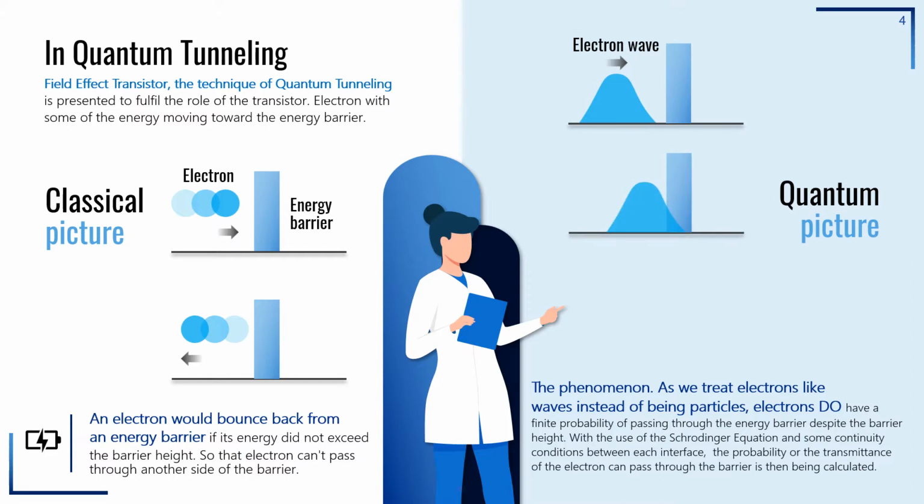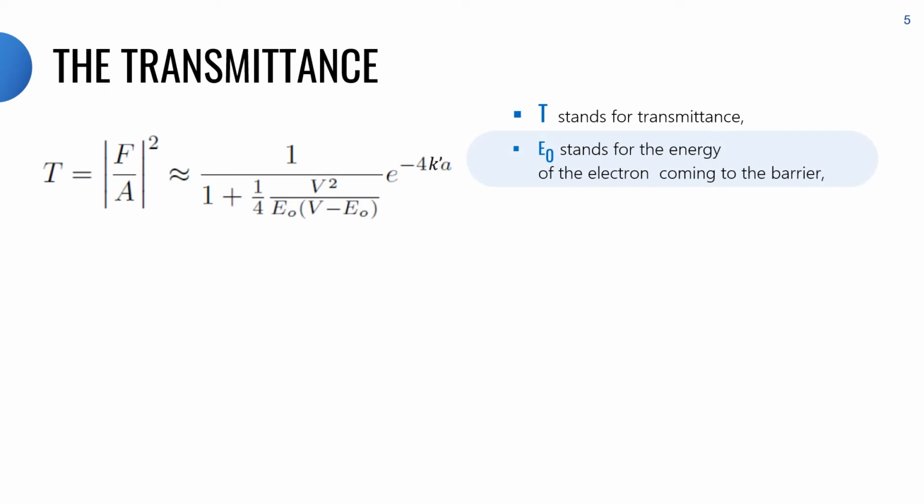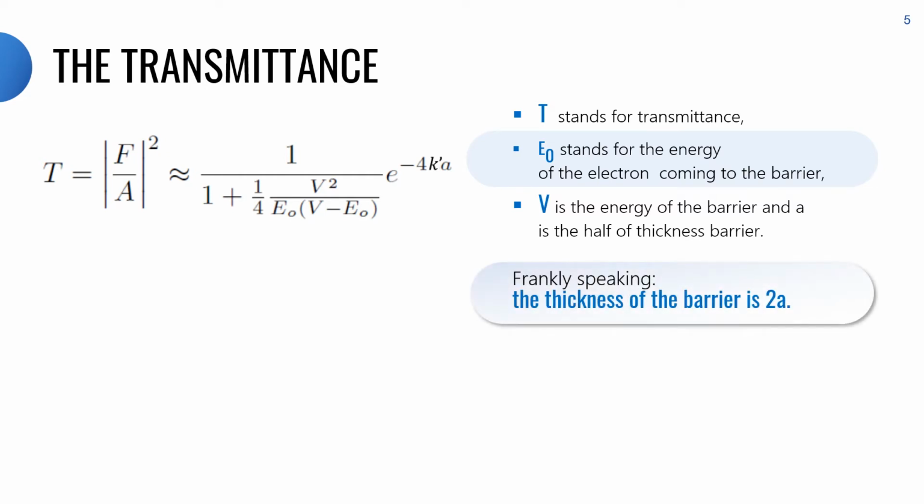With the use of the Schrödinger equations and some continuity conditions between each interface, the probability, or the transmittance, of the electron passing through the barrier is calculated. After a long derivation, the transmittance can be approximated as this equation. In this equation, T stands for transmittance, E0 stands for the energy of the electrons coming to the barrier, V is the energy of the barrier. In our case, the barrier energy is higher than the energy of the electrons, so V is greater than E0. And A is half of the barrier thickness. Frankly speaking, the thickness of the barrier is 2A.